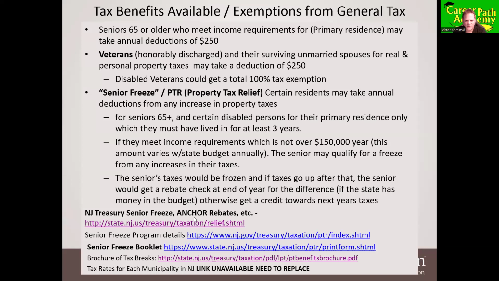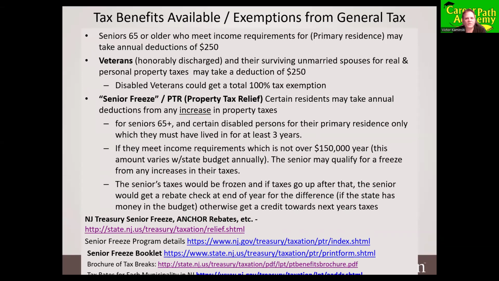All right, so tax rates for municipality. Well, that link is unavailable, but we could at least have the tax assessors listed by municipality. I guess we get that information. The brochure of tax breaks is pretty much nonsense now. But they do have that new thing that they call the, what do they call it? New Jersey Stay program.